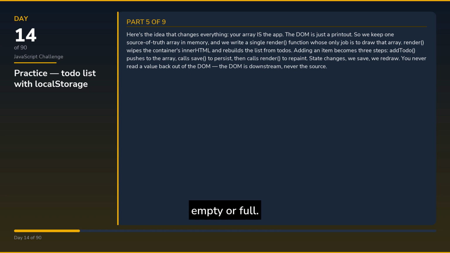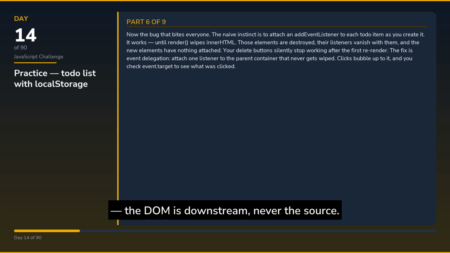Here's the idea that changes everything: your array is the app. The DOM is just a printout. So we keep one source of truth array in memory, and we write a single render function whose only job is to draw that array. Render wipes the container's innerHTML and rebuilds the list from todos. Adding an item becomes 3 steps: addTodo pushes to the array, calls save to persist, then calls render to repaint. State changes, we save, we redraw. You never read a value back out of the DOM. The DOM is downstream, never the source.